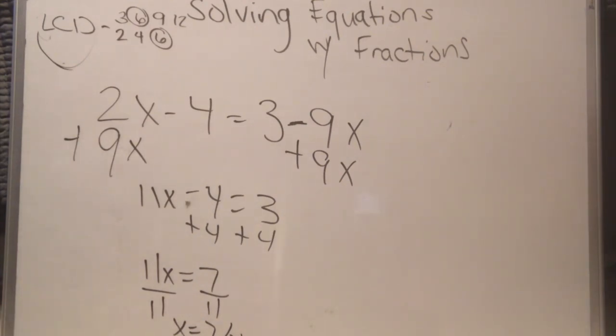Now, one good step to do when you do get your answer, x equals 7/11, you can plug it back into your original equation and make sure that you get both sides equal to each other, and that's how you know your answer is correct.